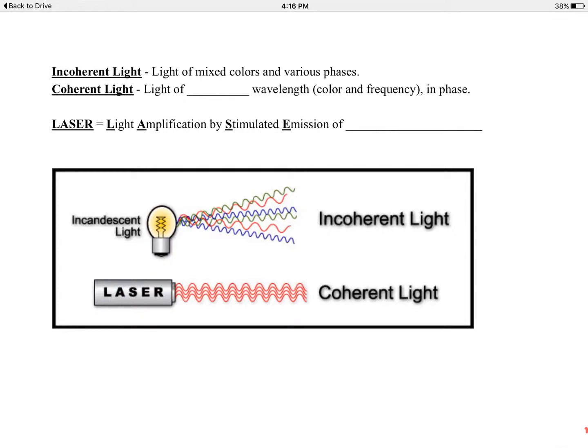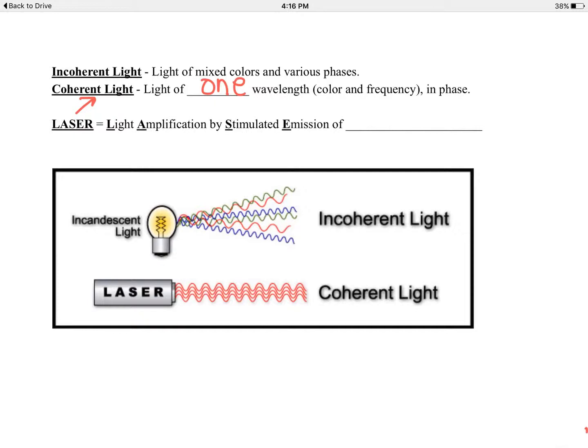Incoherent versus coherent light. Incoherent light is light of mixed colors and various phases. This is the typical kind of light you would get from a light bulb or a fire or from the sun. It's basically light of all different colors mixed together. Red, orange, yellow, green, blue, indigo, violet, mixed together. Coherent light is a specialized light. It's light of one wavelength, one color, one frequency, all in phase. The best example of coherent light is laser light.